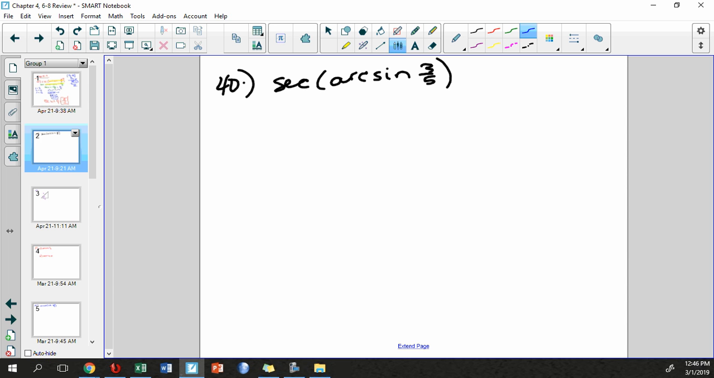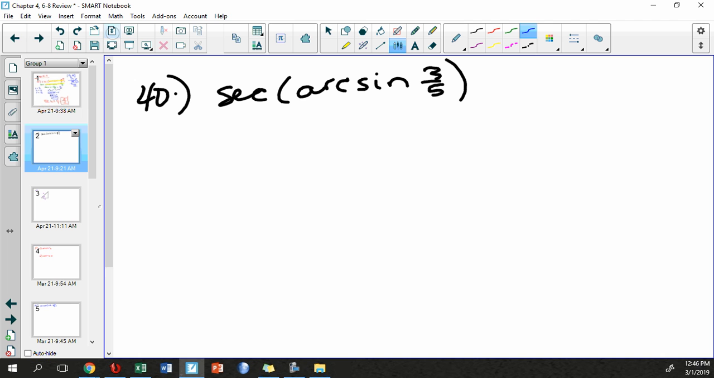Why do I know I have to do the let u equal part here? Because my trig functions that I'm given in the problem are not inverses of one another. So I have got to do the let u. So this is going to be let u equal the arc sine of 3 over 5.